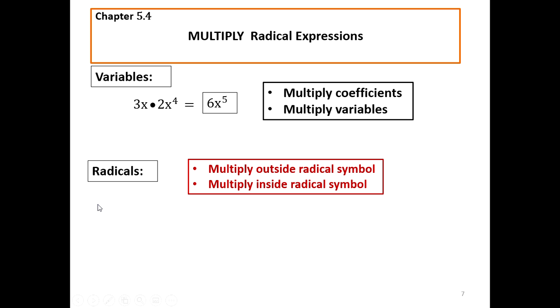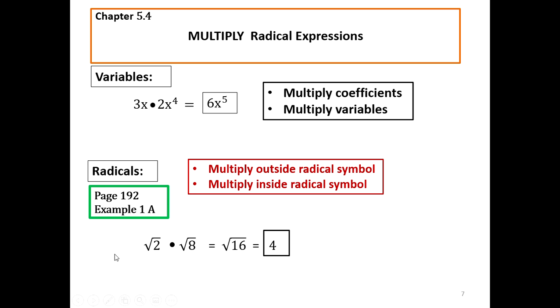Now when we have radicals, we can do exactly the same. We're going to multiply what's outside the radical symbol and then what's inside. So let's take an example. We have the square root of 2 times the square root of 8. 1 times 1 is outside, and 2 times 8 is inside, 16. So we have the square root of 16, simplified to be 4.